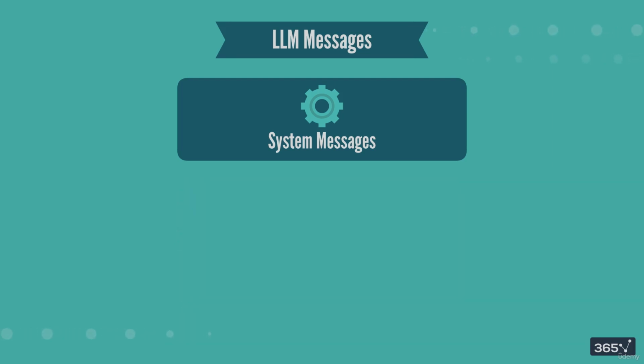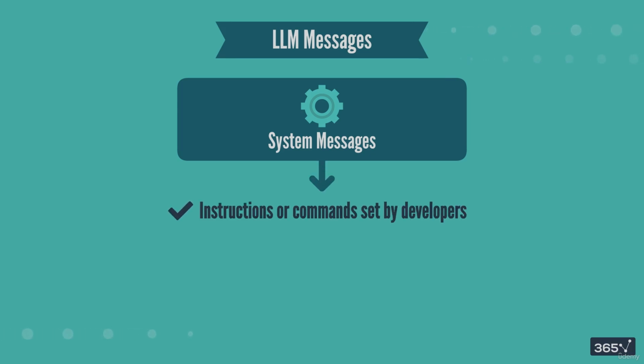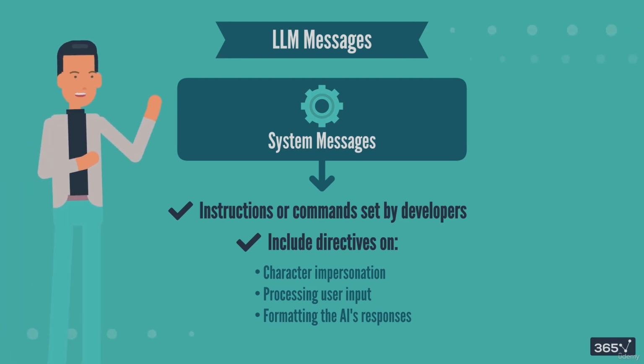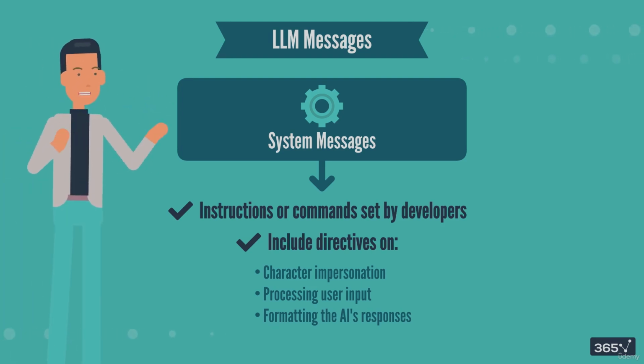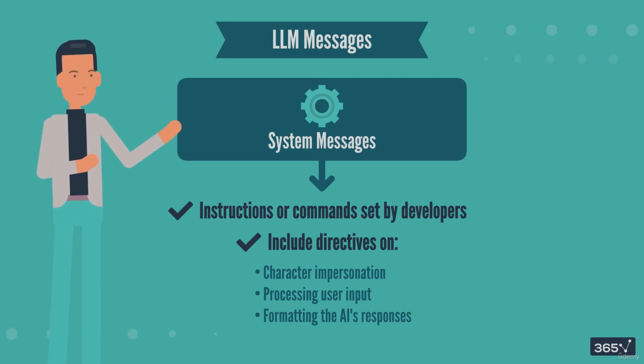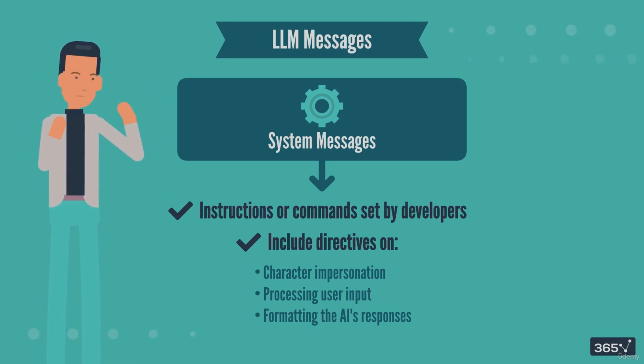System messages are instructions or commands developers send to the LLM to initiate or control its functions. They may include directives on character impersonation, processing user input, or formatting the AI's responses. So, we'll use the system message to direct the model's actions and methods. These messages define the model's behavior and ensure the interaction follows the intended flow.